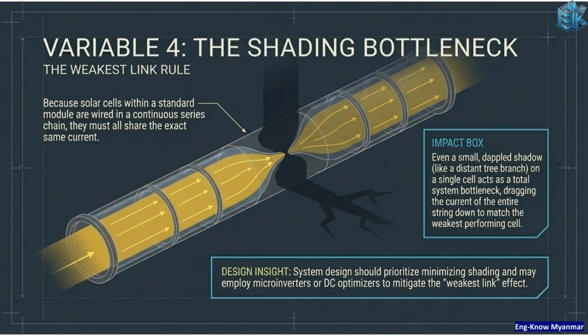Because cells within a module are wired in a continuous series chain, they must all share the exact same current. A small shadow on a single cell can bottleneck the entire string, dragging the current down to match the weakest performing cell. System design should minimize shading.